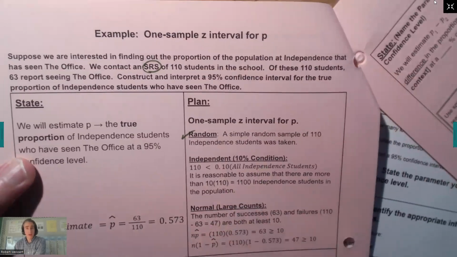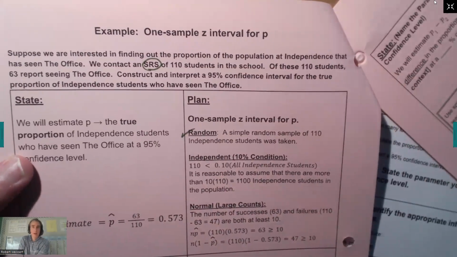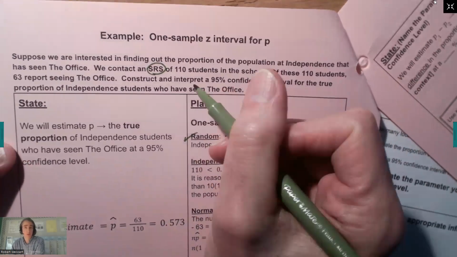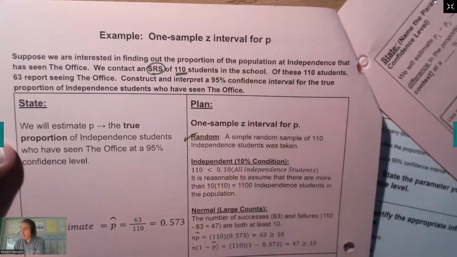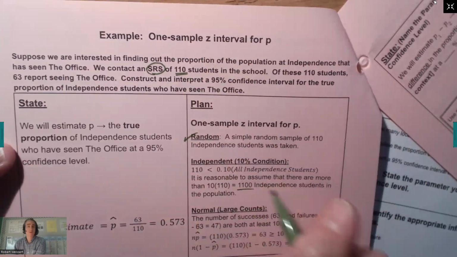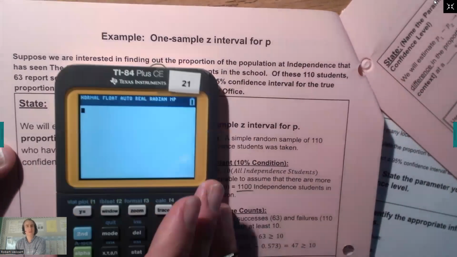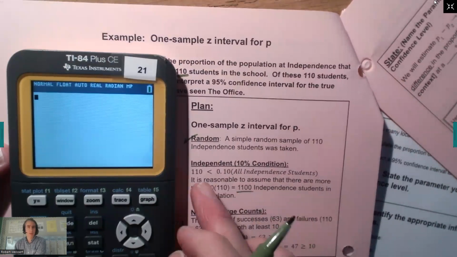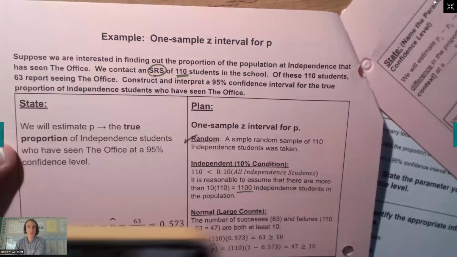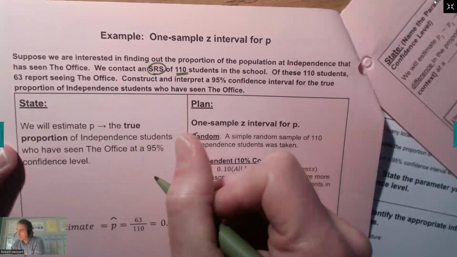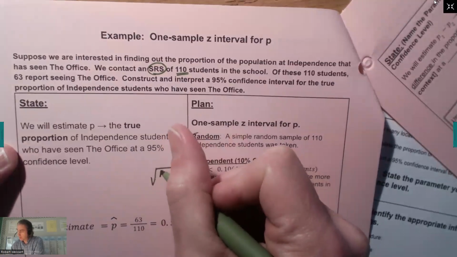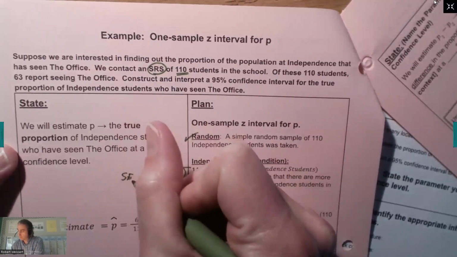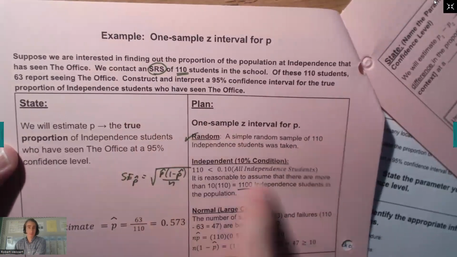Have we met the independent condition? Well, if you don't go to Independence, you might not know how many people there are, but it's reasonable to assume that if you times 110 by 10, you're going to get 1,100. And I think our school has about 2,000 people in it, give or take a few. So that condition has been met. So we can say that less than 10% of the population has been sampled, which allows us to use, remember, the standard error formula. So that's really the reason why we do it.